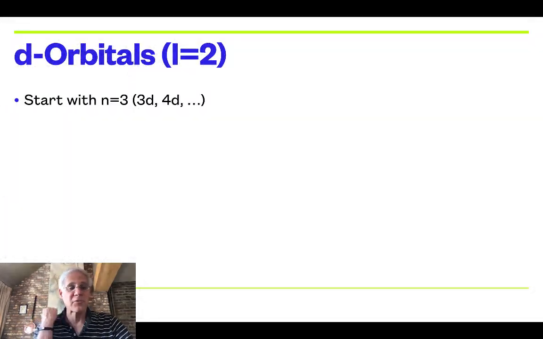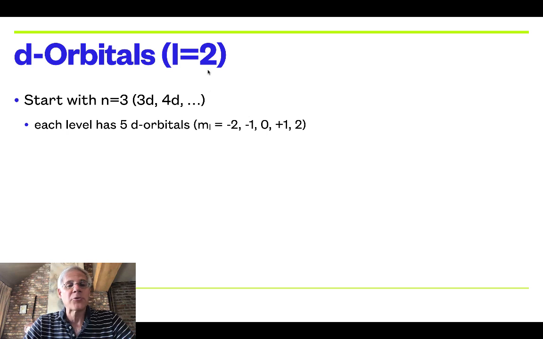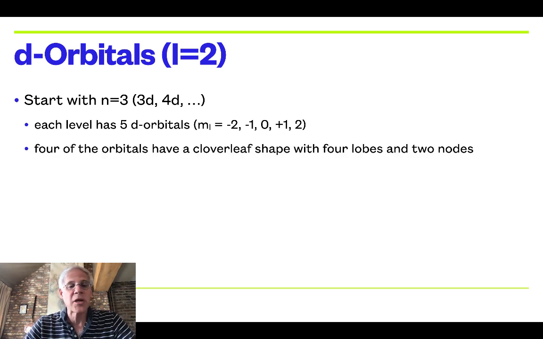For our d orbitals, things start to get quite a bit more complex. Our L value is now equal to 2, and the first instance we see of d orbitals start with the n equals 3 level. So there's no such thing as a 1d orbital. There's no such thing as a 2d orbital, but they do start with 3. So we can have a 3d, 4d, 5d, etc. Because our L value is now 2, we can go anywhere from an m sub L of minus 2 to plus 2. And so we have 5 different possible d orbitals. These have 5 different orientations and shapes.